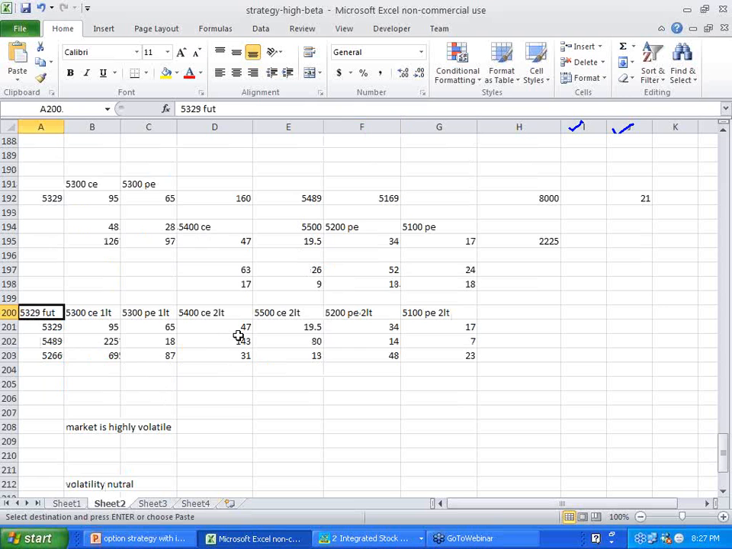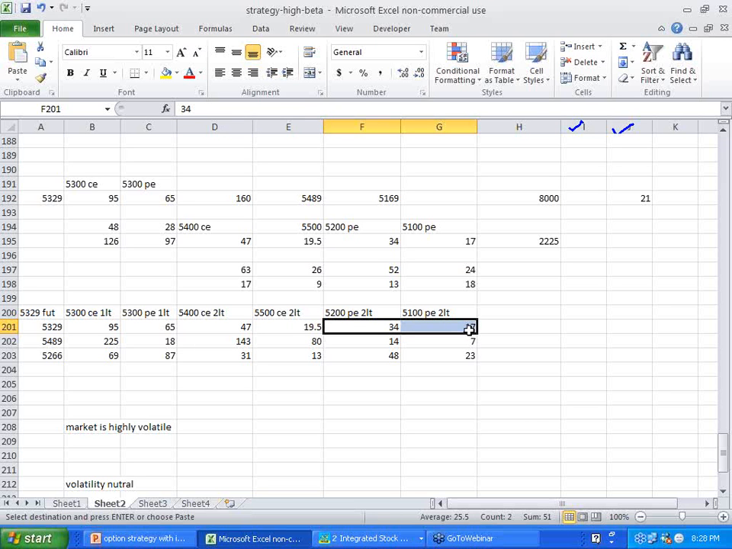I have taken the example of Nifty future, which is closed on 5329. So as per my principle, I will be selling 5,300 call option, and I will be selling 5,300 put option, along with 5,400 call and 5,500 call. I will be forming a bull spread with the first alternative, and similarly I will be forming a bear spread with 5,200 put and 5,100 put. This is what I am going to do.